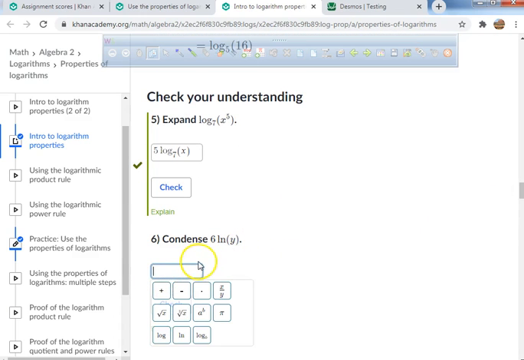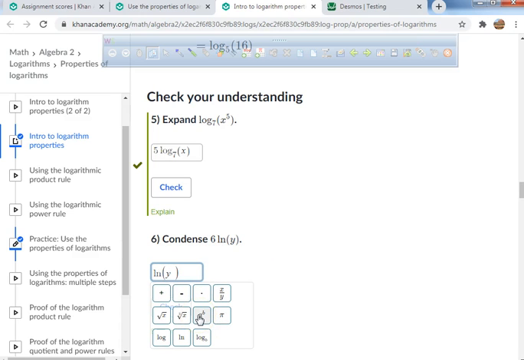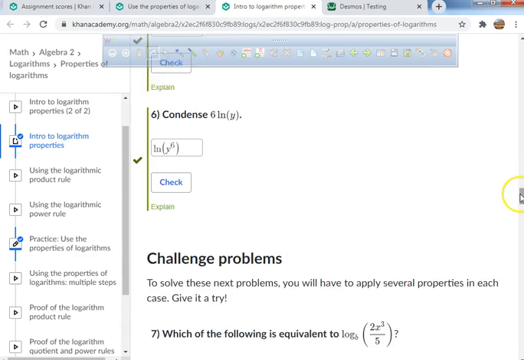And now we are going to condense this guy. So we're going to say this is ln, which stands for the natural log. All right, so I'm going to put ln. We haven't talked about the natural log yet, but we will. We'll put the parentheses. I'm going to put y, but I've got to raise that y to the power of 6. Just like that. That's all it is.